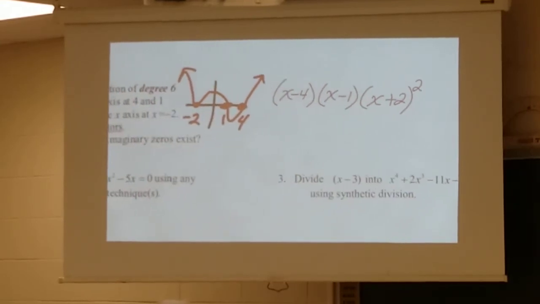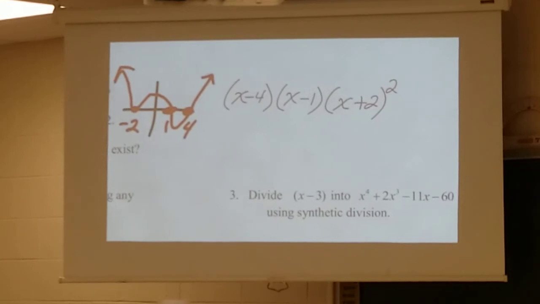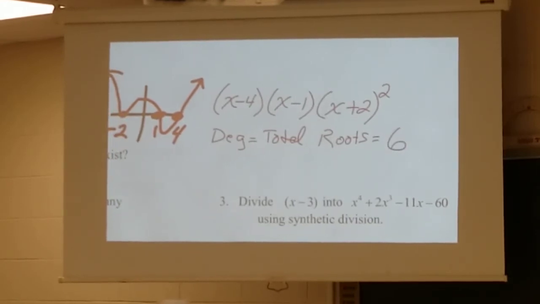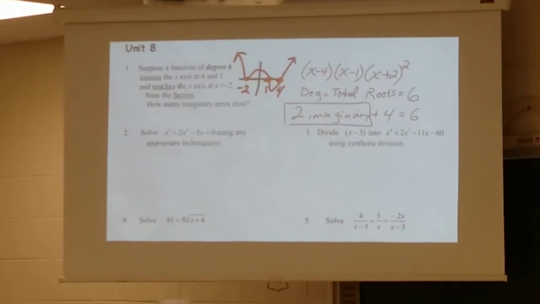But what's this degree thing, degree 6? Remember that the degree is supposed to equal the total number of roots. The total number of roots looks right now like it's only 4. So where's the other 2? Well, they would be the imaginary roots. Again, there's 2 imaginary roots because I already have 4. And of course, if you add them together, you get 6. Okay, so we just kind of deduce that based on what is given.